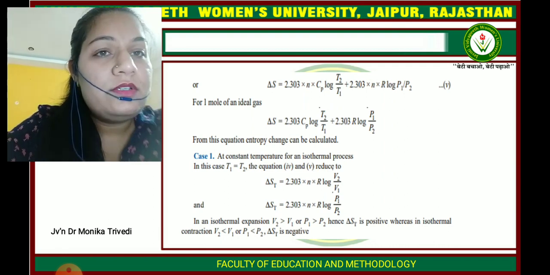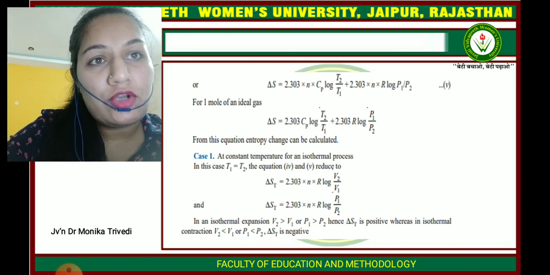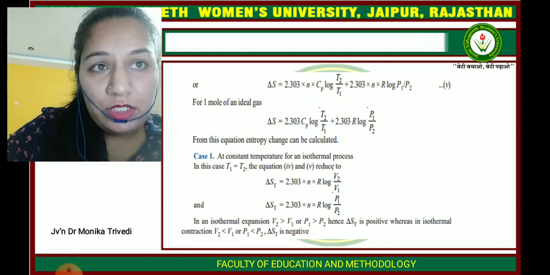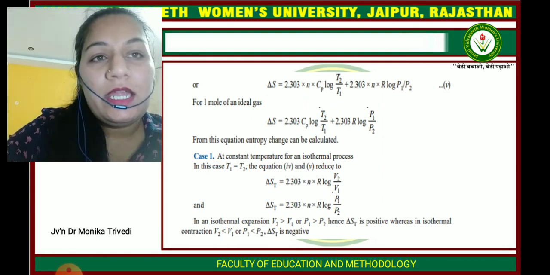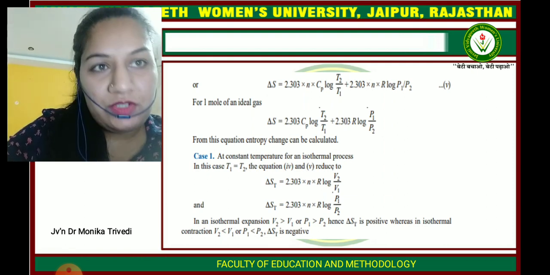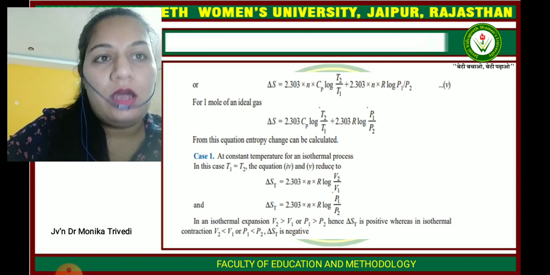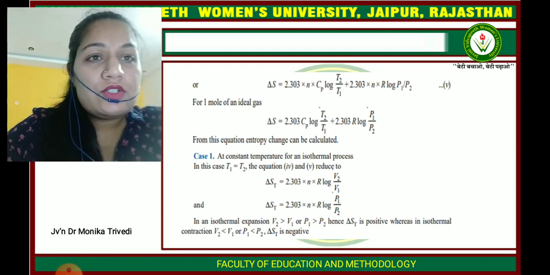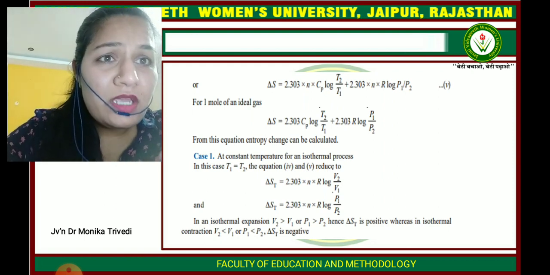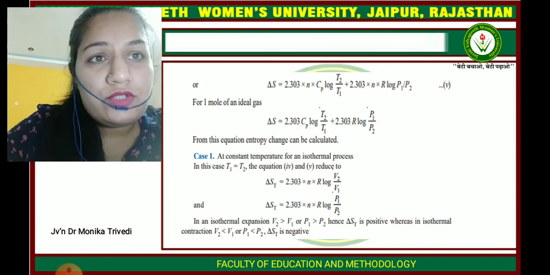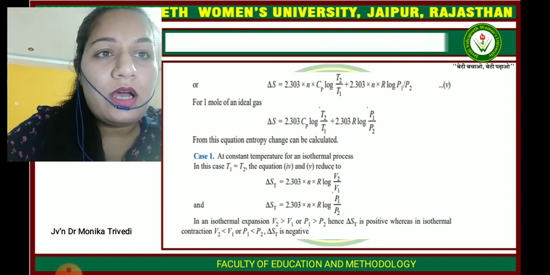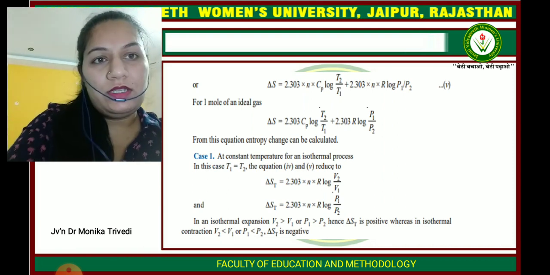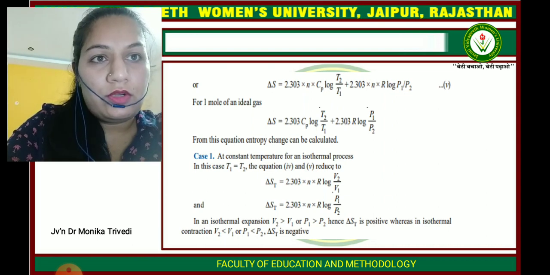If we put the condition of constant temperature, the isothermal process where T1 = T2, the above equation will be ΔS_T = 2.303 n R log(V2/V1), because the term of T is constant. And ΔS_T = 2.303 n R log(P1/P2). So at constant temperature we get this equation for the entropy change.